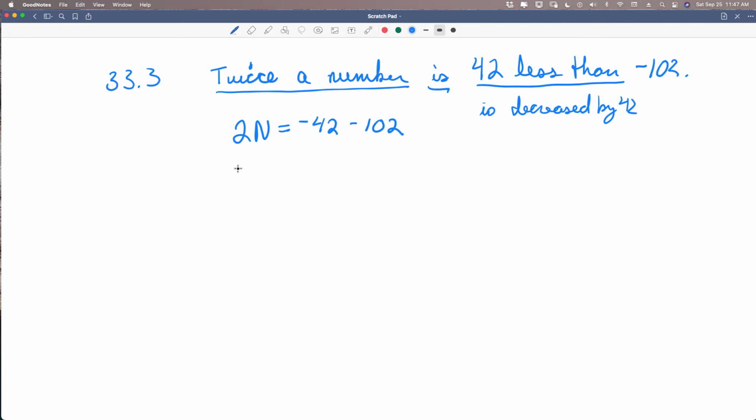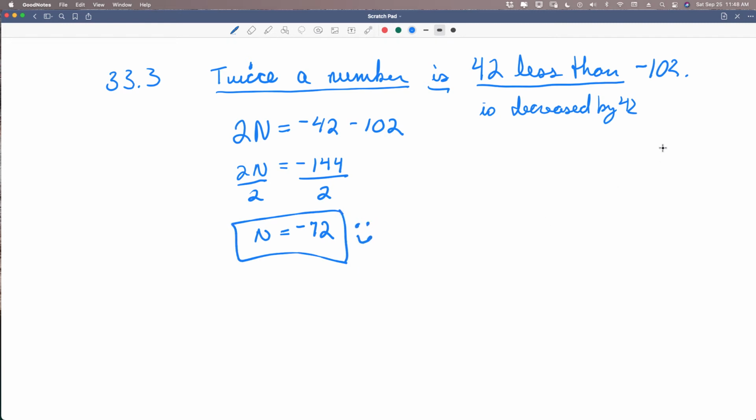So let's solve. Just think about it and you'll understand what I'm talking about. So 2n equals negative 144 because these two added together are negative 144. We divide both sides by 2 because we want n by itself. Sorry, I haven't had breakfast. My tummy's growling. Negative 144 divided by 2 is negative 72. And that is the right answer.